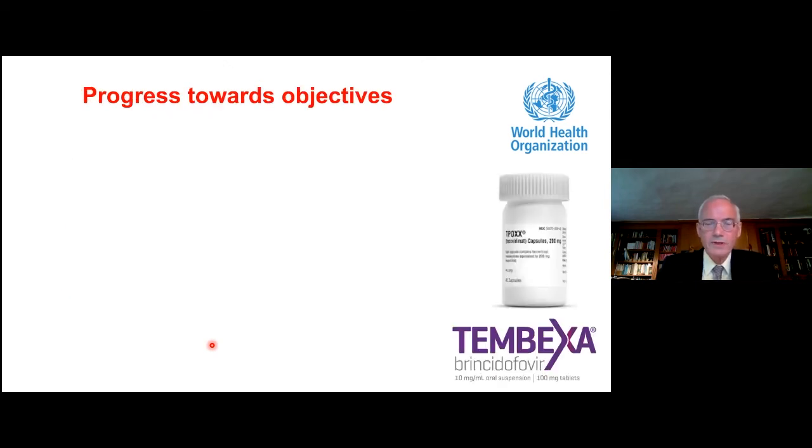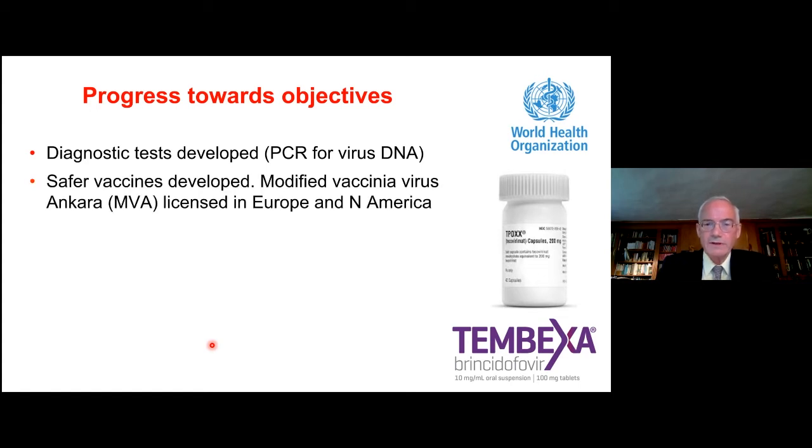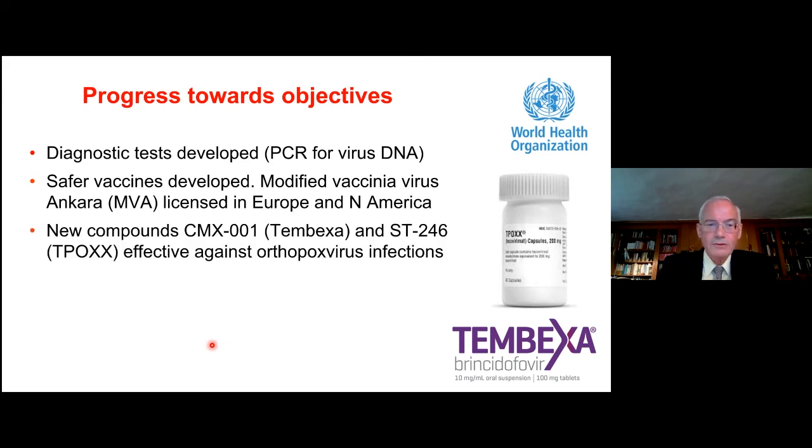So what is the progress towards those objectives? Well, it's really been terrific. Diagnostic tests have been developed based on PCR to detect the viral genome. These are sensitive and specific. Safer vaccines have been developed, and indeed modified vaccinia Ankara, an attenuated form of vaccinia, has been licensed for smallpox vaccination, both in Europe and in North America. And new compounds, drugs that work against orthopoxviruses, including variola virus, have been produced, and they're called Tembexa or TPOXX.